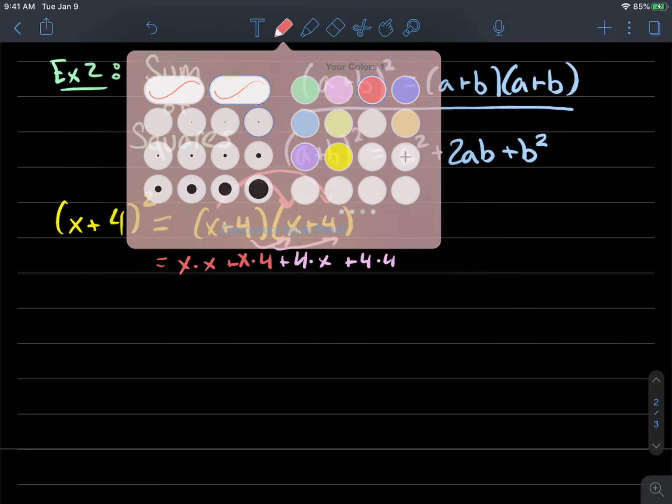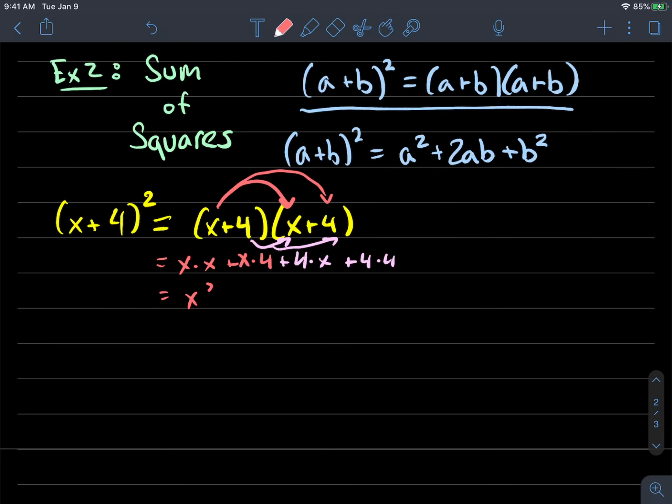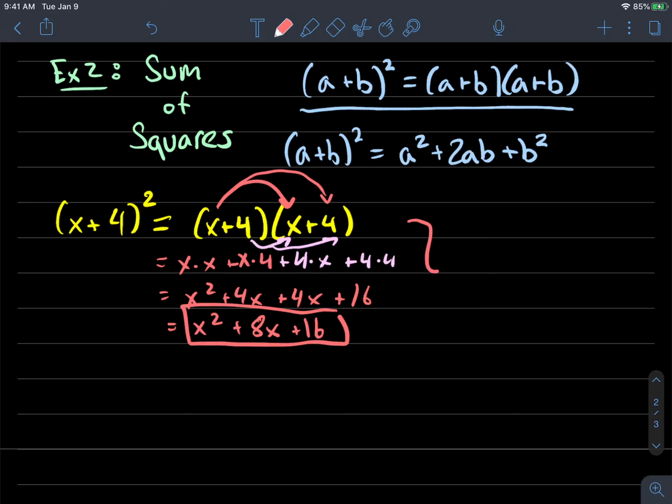All right, and then you're going to simplify this some more. You're going to have x squared plus 4x plus 4x plus 16, and then you're going to combine these like terms. You should get x squared plus 8x plus 16, and this should be the answer. This is what you get from using the distributive property or FOIL, whichever one. It's the same thing.